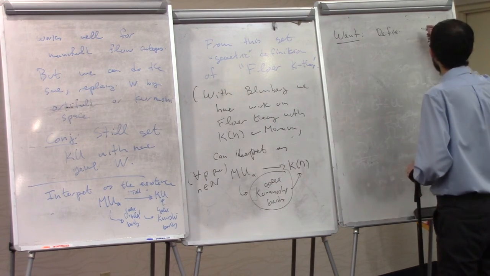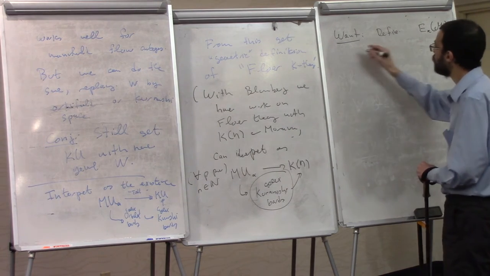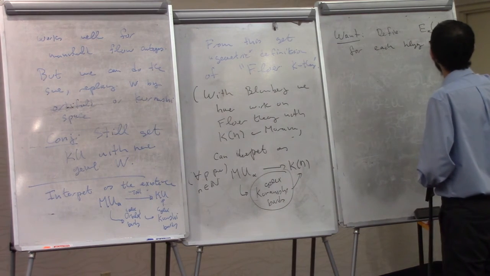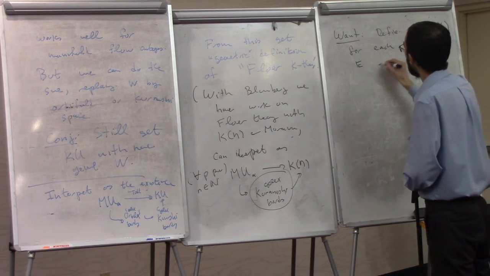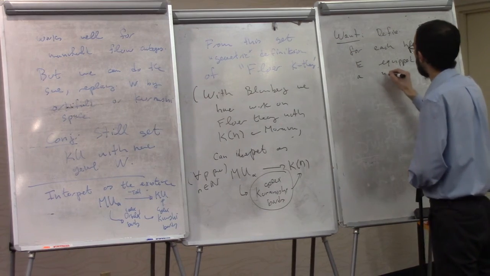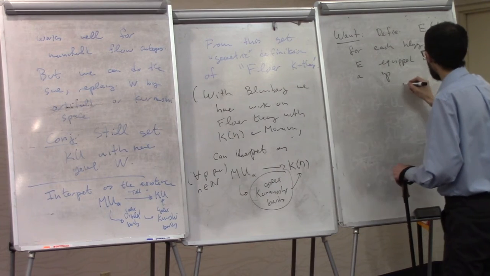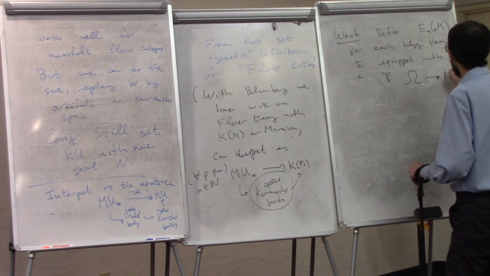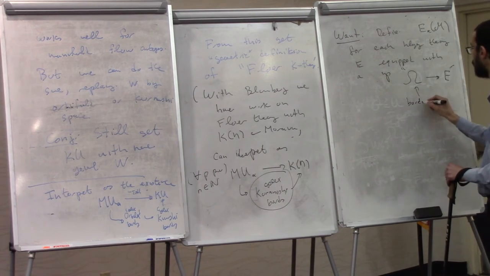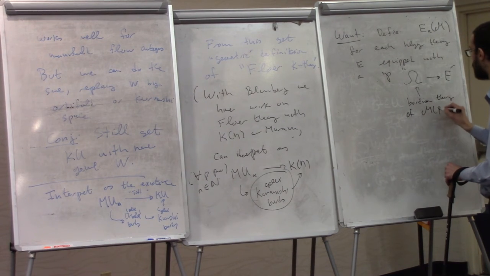Generalized homology groups. So E lower star of M. For each homology theory, E equipped with a map from whatever Bordism theory worked for you. So I'm going to just write Bordism, where this is the Bordism theory over which things are defined. Bordism theory of the moduli spaces NPQ.